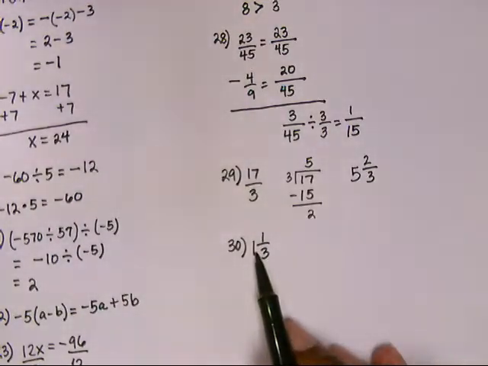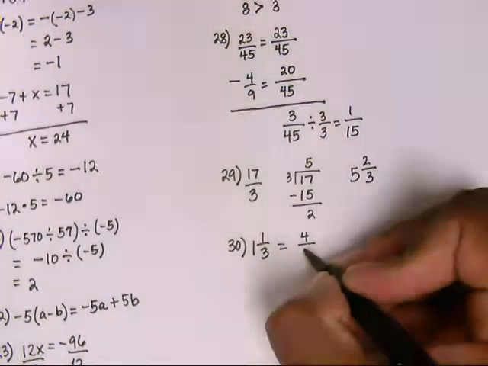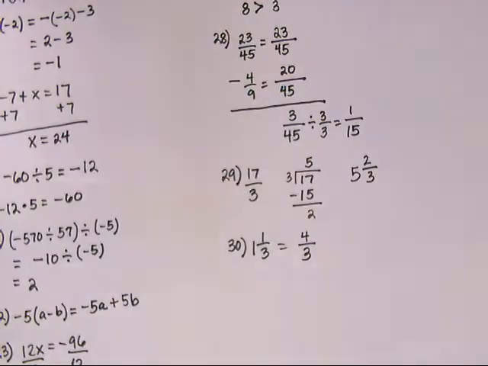So if I do 3 times the 1, that's going to be 3. 3 plus that 1 will give me 4. And I bring over that denominator of 3. So 1 and 1/3 as an improper fraction would be 4/3.